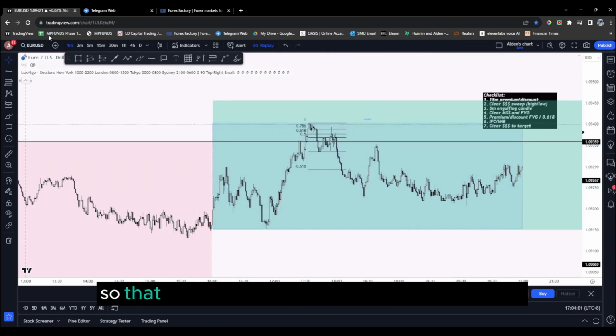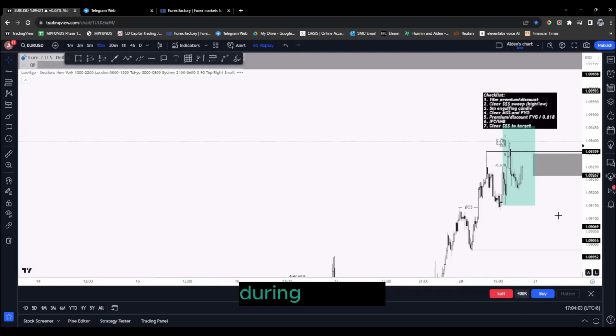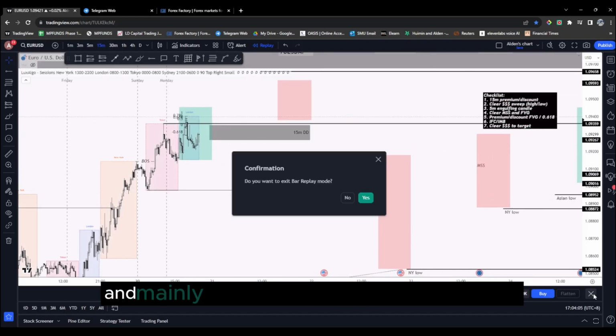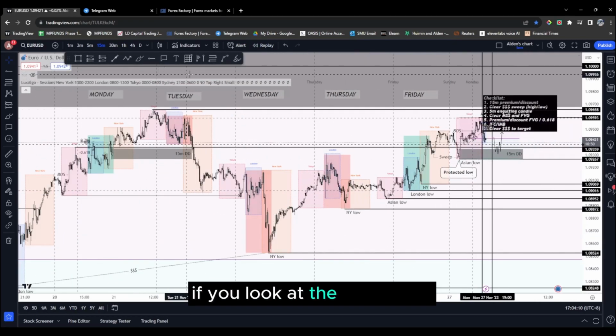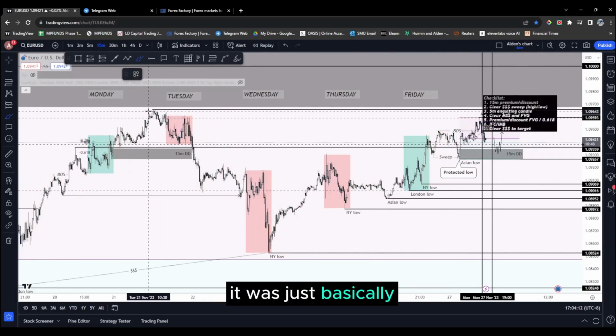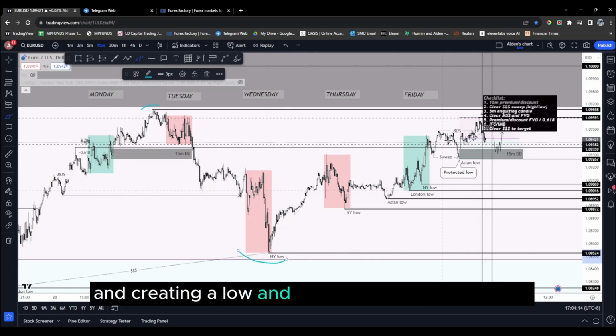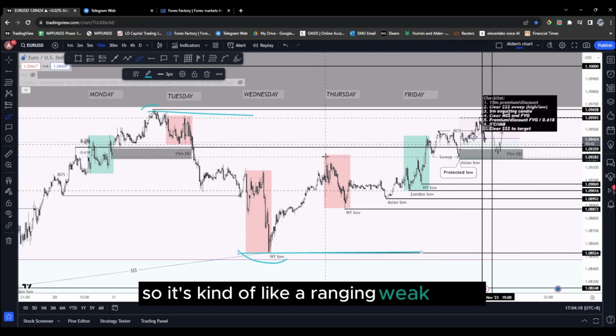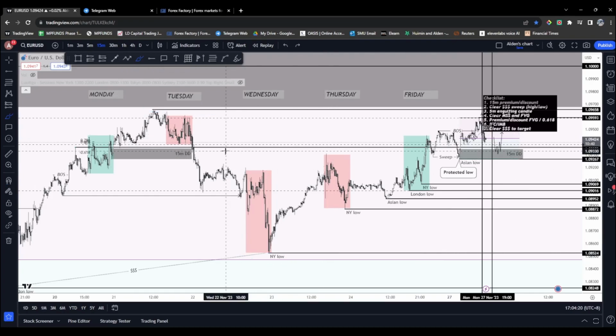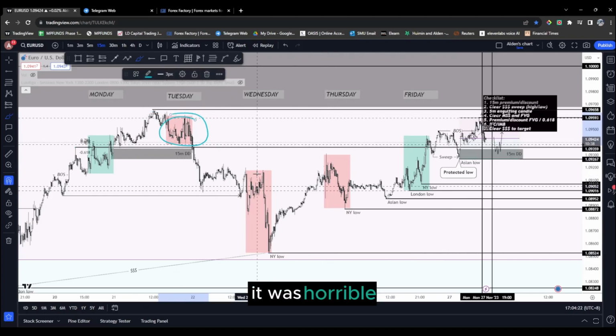That was pretty much the only trade that I took during the week, mainly because if you look at the week, it was just creating a high and creating a low and returning to the range, between here and here. So it was kind of a ranging week per se. And Tuesday, it was horrible.